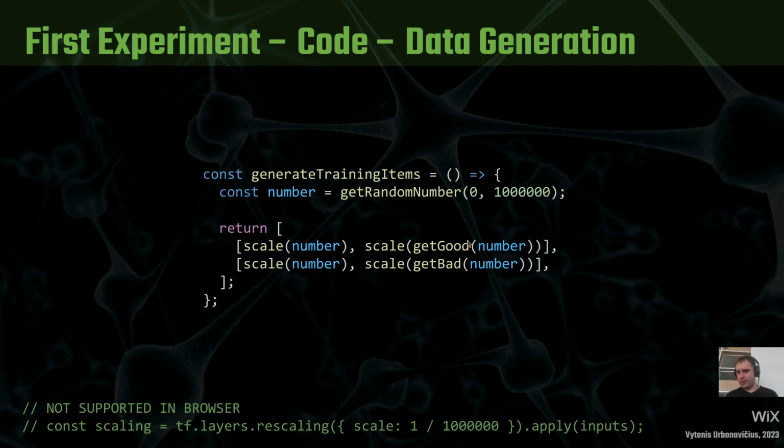And then you can see the balancing part. When I was generating samples, I was generating an equal amount of good samples and bad samples. Good means that two numbers are equal to each other. Bad sample means that two numbers are not equal to each other. So I wanted to avoid any bias in the network in this way. Okay, so this is how I was generating data.